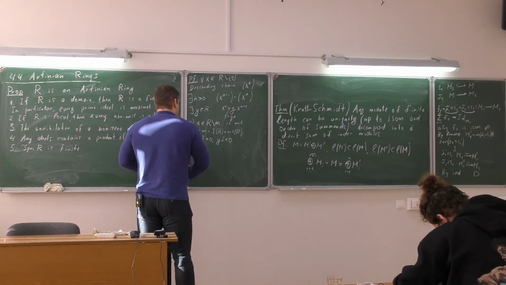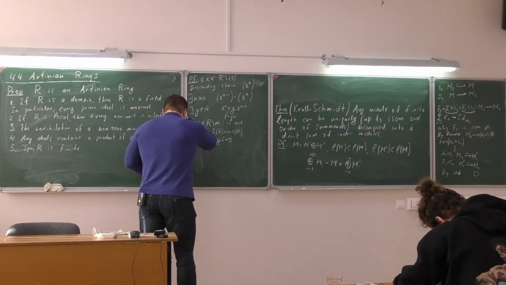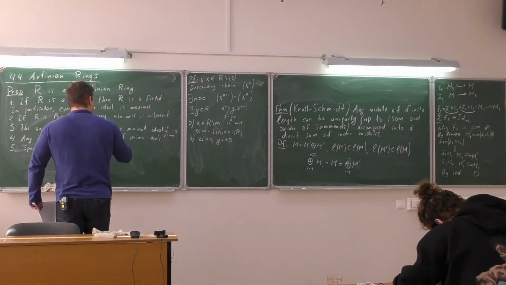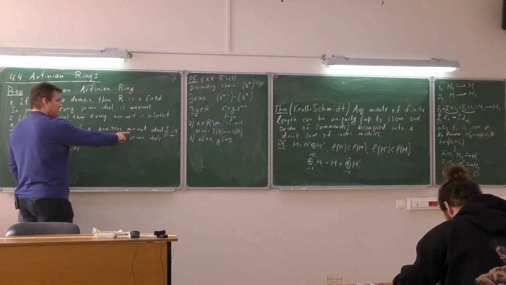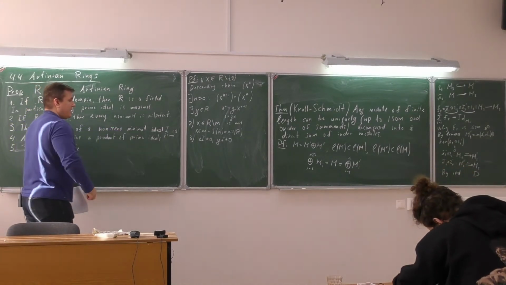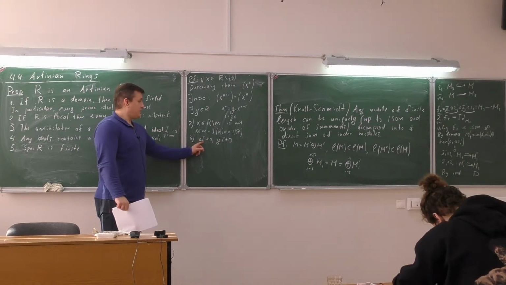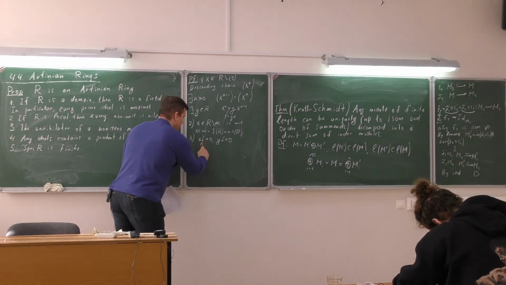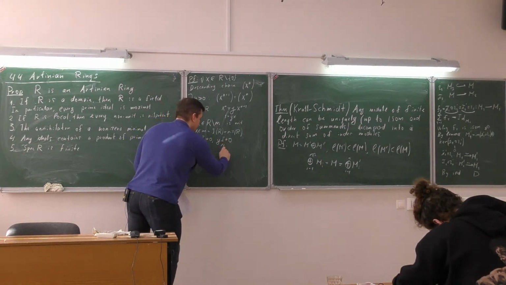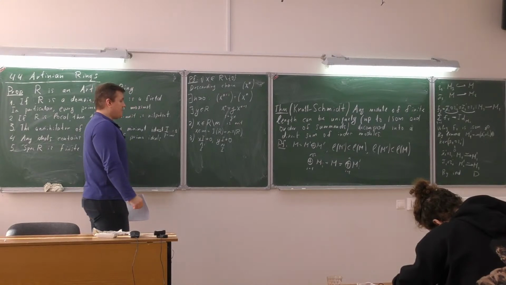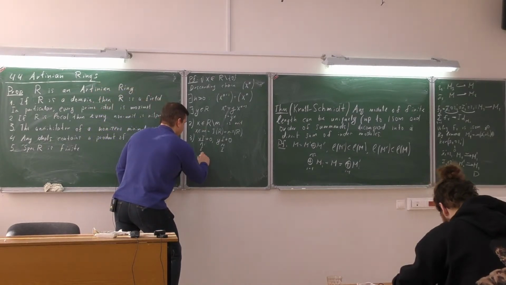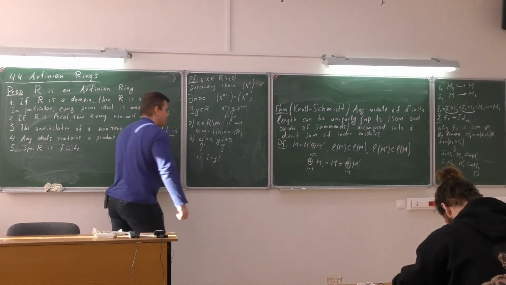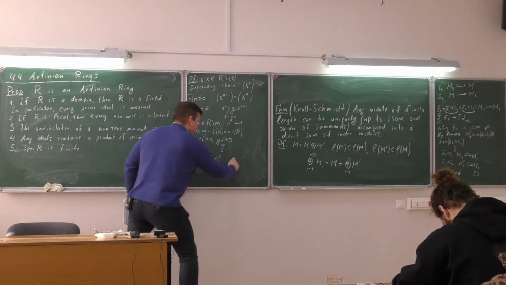Now I need to say that this ideal I is a minimal ideal, and definitely xI sits inside I. So this is something inside I, and this is also something inside I. By minimality, I have to conclude that these three ideals coincide. So this is by minimality.